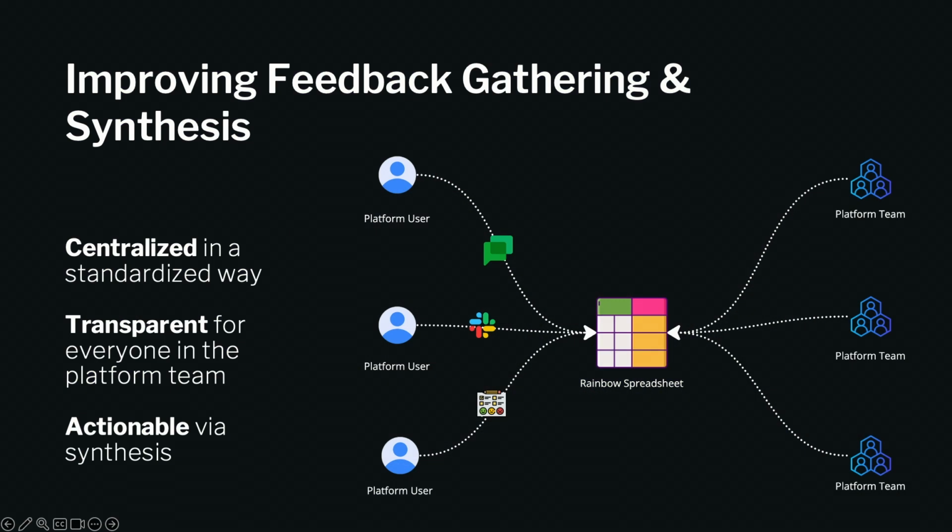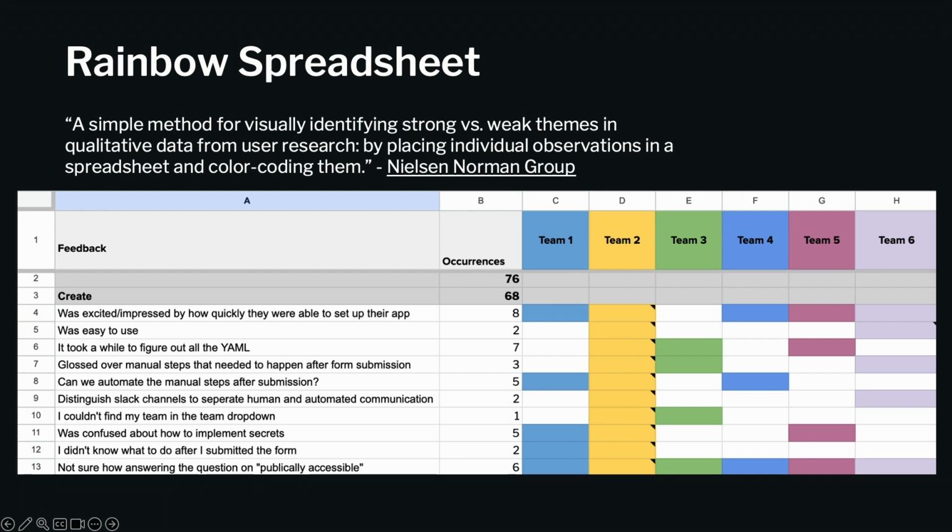So we defined some core principles around the feedback. We needed to centralize it in a standardized way. We wanted to make it transparent for everyone on the platform team, so don't hide the feedback from the developers. And then it needed to be actionable via some synthesis. So what we ended up deciding on was this idea of a rainbow spreadsheet. It's a simple method for visually identifying strong versus weak themes in qualitative data from user research. It does that by placing individual observations in a spreadsheet and color coding them. So it brings a quantitative layer to qualitative feedback by offering this heat map to understand the most common trends in the feedback.